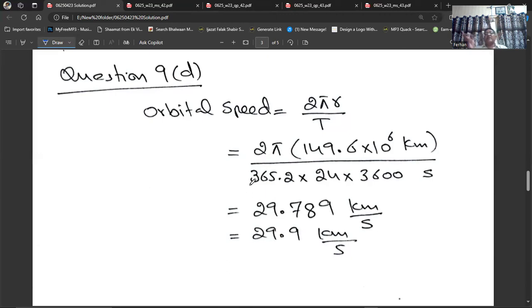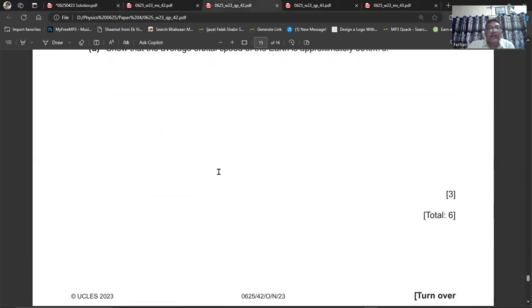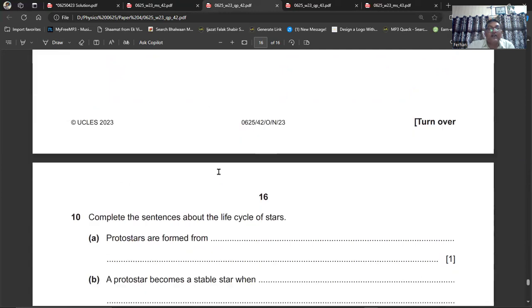So one orbital period is 365.2 days, and there are 24 hours in a day, and there are 3600 seconds in an hour. So you will multiply 365.2 by 24, then by 3600 seconds. So you will get 29.789, which is approximately 30 kilometers per second. So this is 30 kilometers per second, and this is what we were supposed to show. So we are done with question number 9.